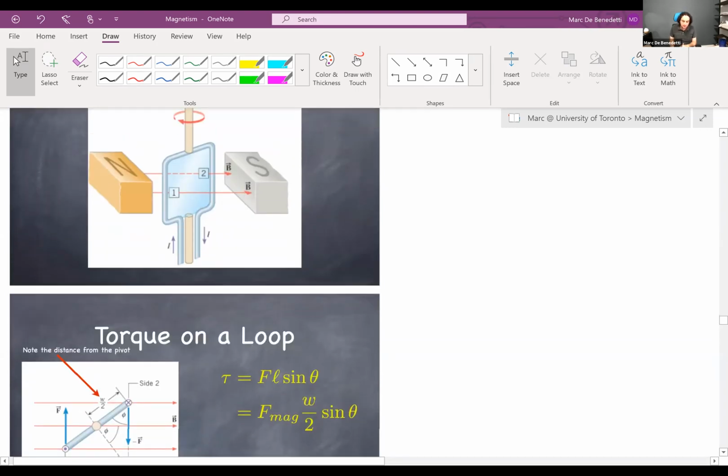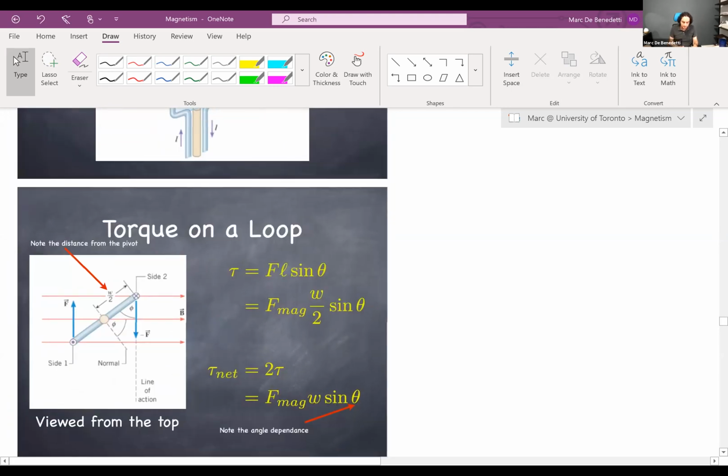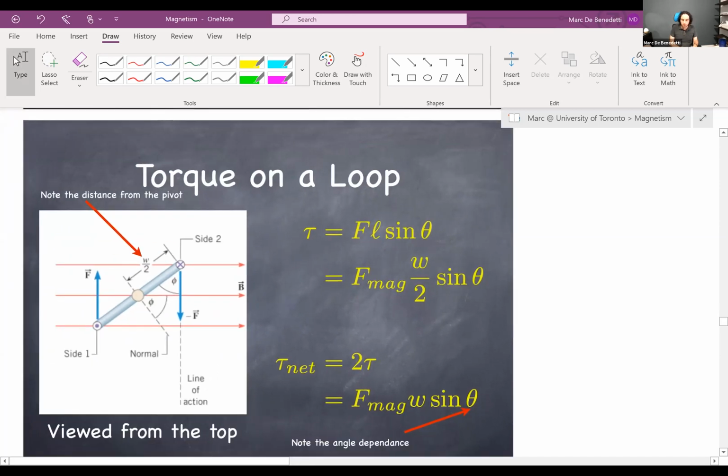Okay, so let's analyze. I'm asserting to you a new idea: there will be torque on either a circular loop or a square loop. Now that I've asserted the idea to you, let's analyze why this is going to be true. Whether you have a square loop or a circular loop, it doesn't matter. Let's see why there's a torque first. This is an aerial view, a view from the top, bird's eye view, so to speak.